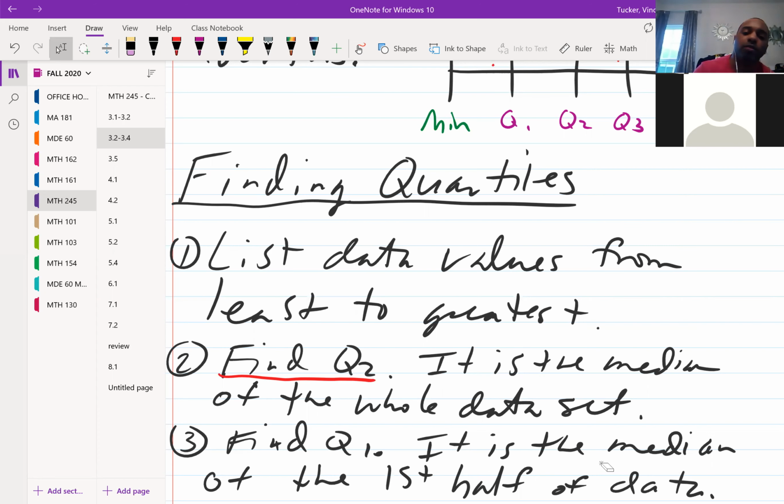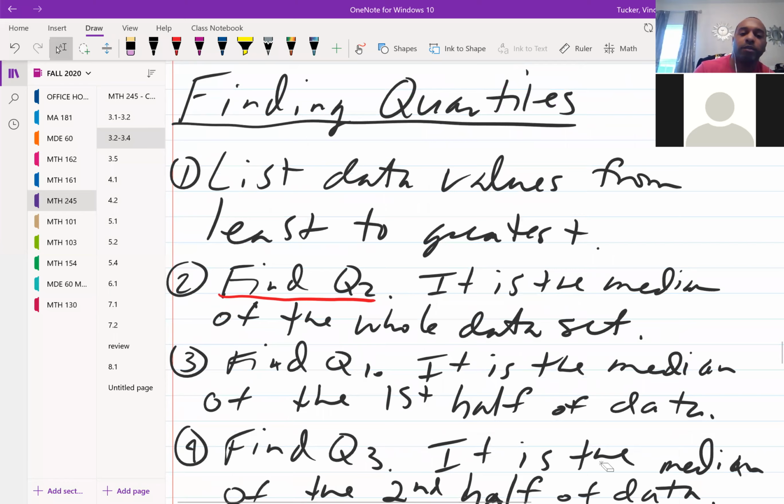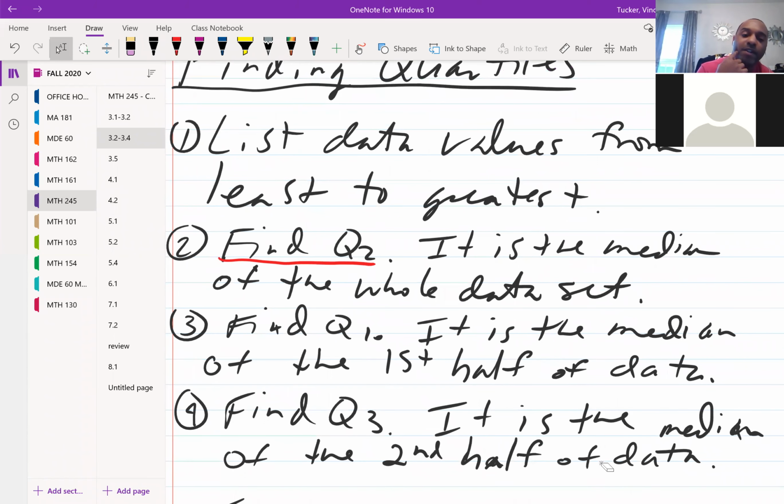Then we'll find Q1, which is the median of the first half of data. Then find Q3, which is the median of the second half of data. So really all you're doing is finding middle values. You find the middle value of the whole data set first, then find the middle value of the first half of data, then you find the middle value of the second half of data.